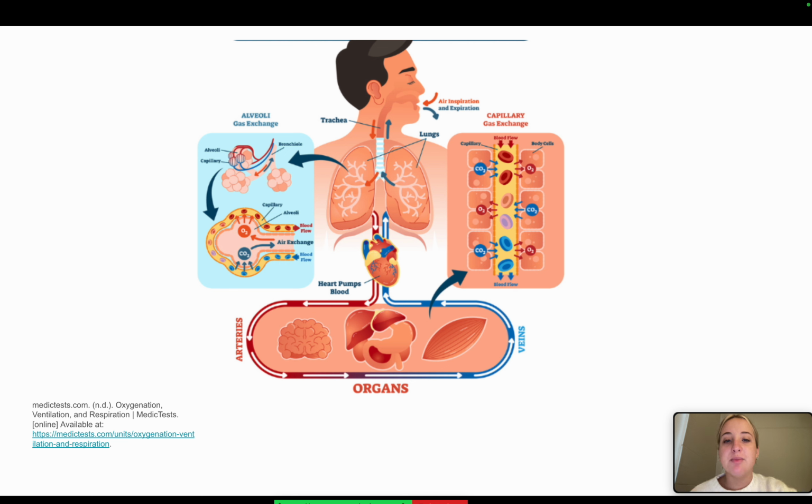The oxygen-rich blood is transferred from the lungs to the heart via the pulmonary veins. The oxygenated blood enters the left atrium. From the left atrium, the blood flows into the left ventricle. The left ventricle contracts and pumps the oxygenated blood out of the heart and into the aorta, a large artery that carries blood to the rest of the body for muscle, tissue, and cell use.